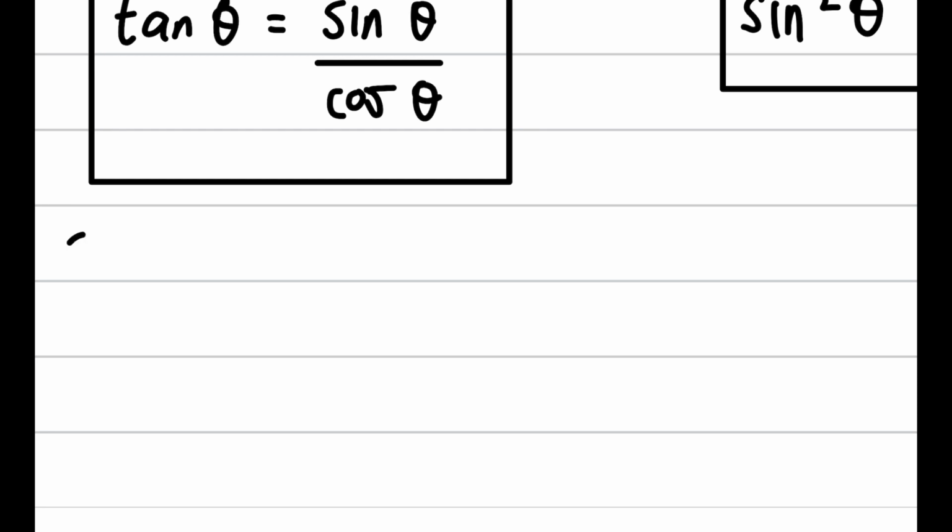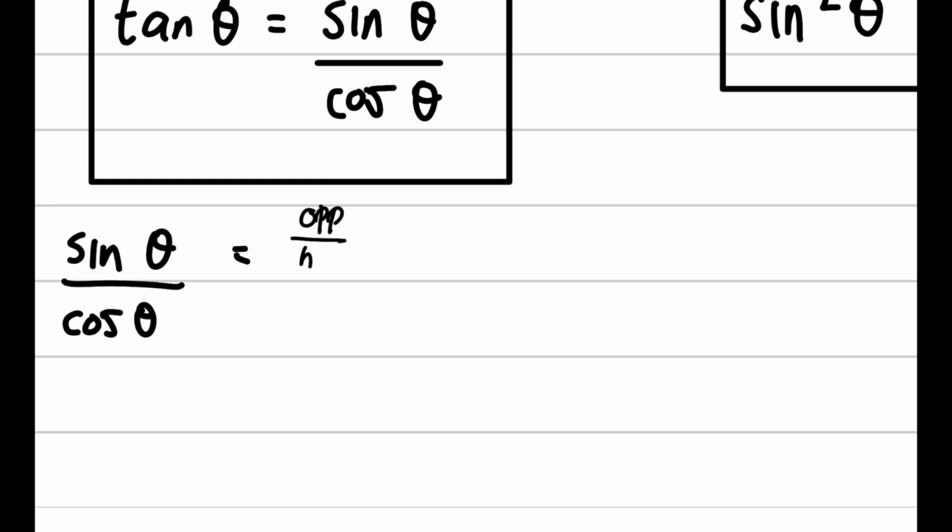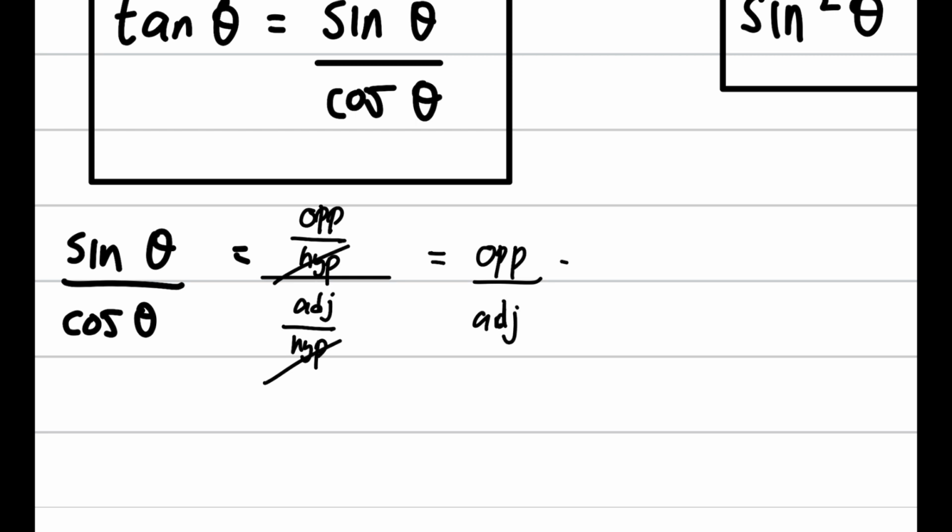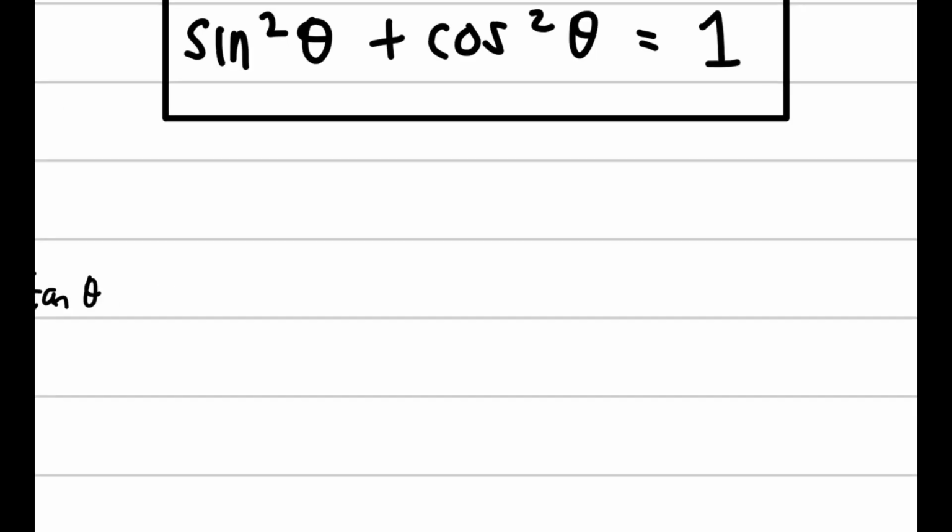So for the first one, we know that for sine theta over cos theta, sine is opposite divided by hypotenuse. And for cosine, we have adjacent over hypotenuse. So we can cancel the hypotenuse. We will get opposite divided by adjacent, which equals tangent theta. So, SOH CAH TOA.